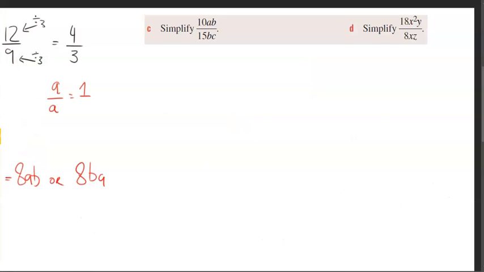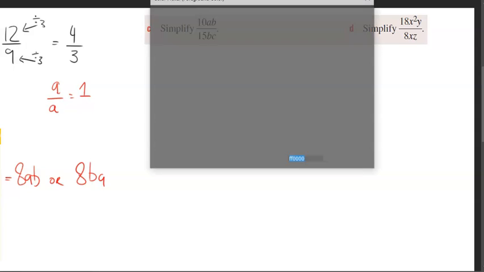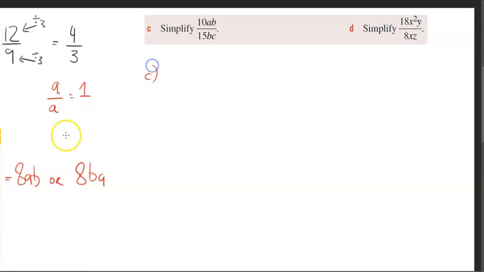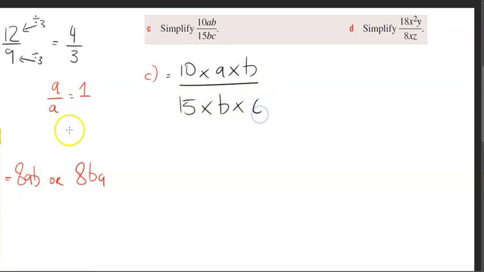Now we're going to get into tricky territory. We're going to look into division type questions. So for C, we have to simplify 10AB over 15BC. So 10 times A times B all over 15 times B times C.